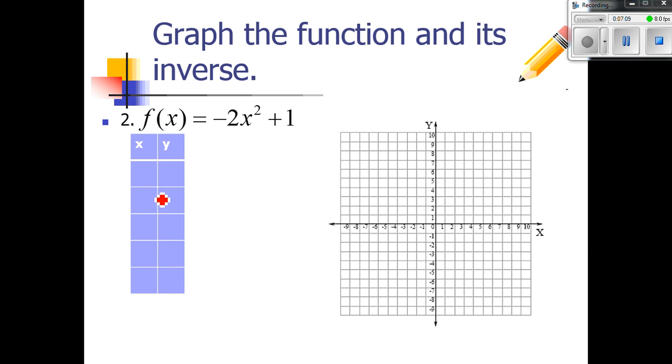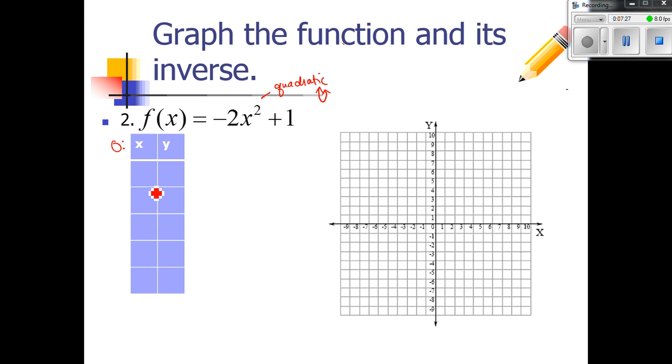Here we've got the original function is negative 2x squared plus 1. It's an x squared, that's a quadratic function. What does a quadratic function look like? Well, that's a U shape. Okay, and it is a function because it passes the vertical line test.